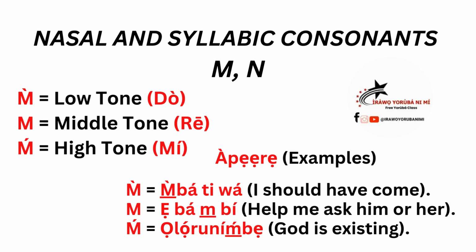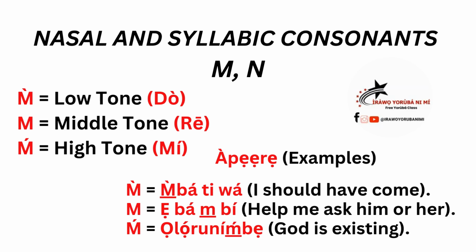Àpẹẹrẹ, examples. Let us look at the example of the low tone. Ǹbá ti wá, ǹbá ti wá. Do mi re mi, do mi re mi. This means I should have come.